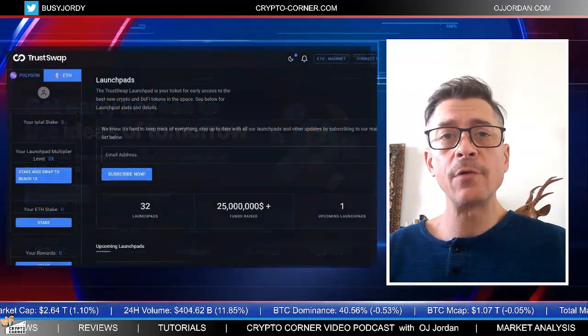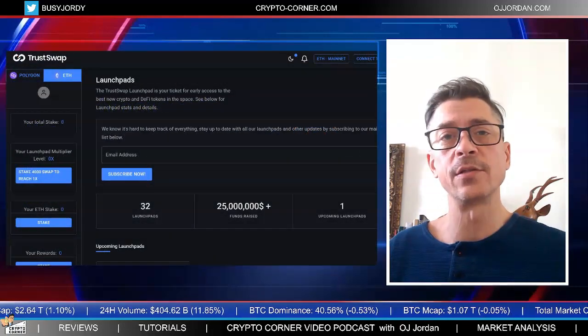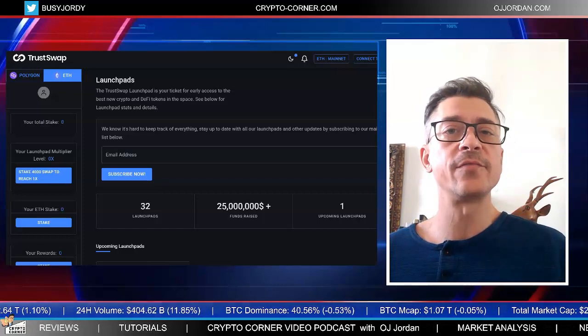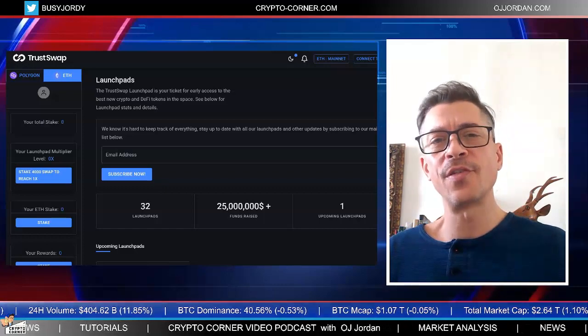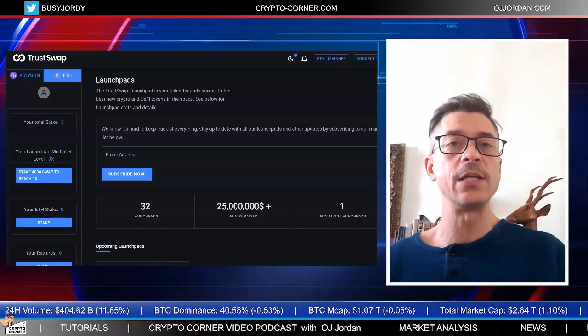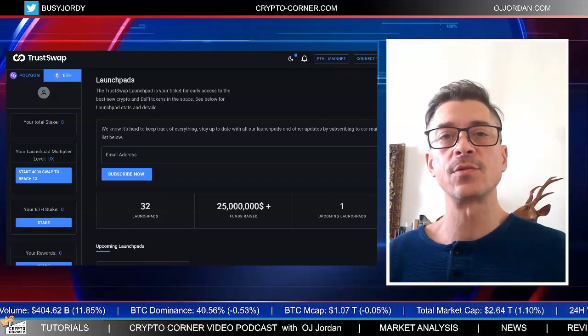The Polygon-powered Trust Swap is also in the top. They have their own native token, Swap, which investors have to stake. It's around 4,000 Swap tokens minimum that you need in order to have early access to the whitelists.